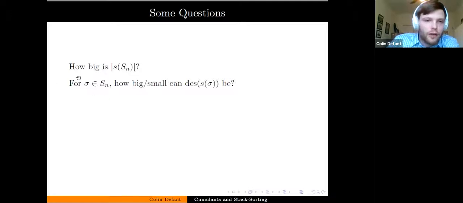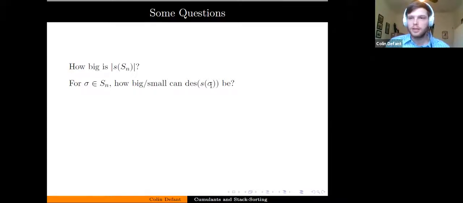Another question is, if I choose some permutation of size n, and I apply the stack sorting map to it, and then I count the number of descents, how big can this be? And how small could this be? You might think maybe this should be somewhat smaller than the number of descents of sigma itself, because you can think of the stack sorting map as a sorting map. So maybe S of sigma should be somewhat closer to the identity permutation than sigma was.